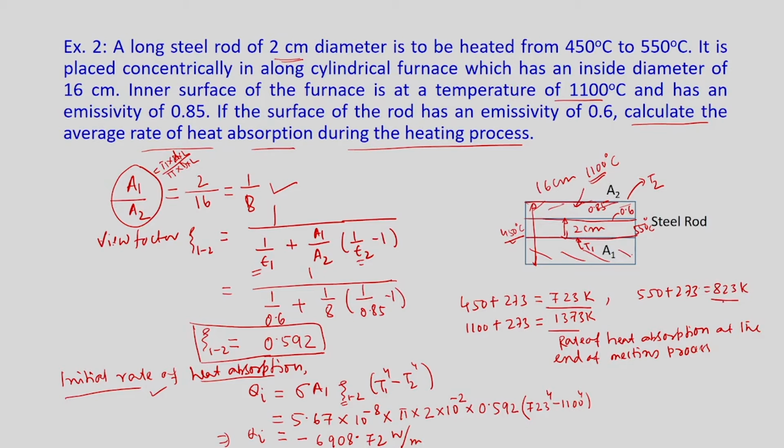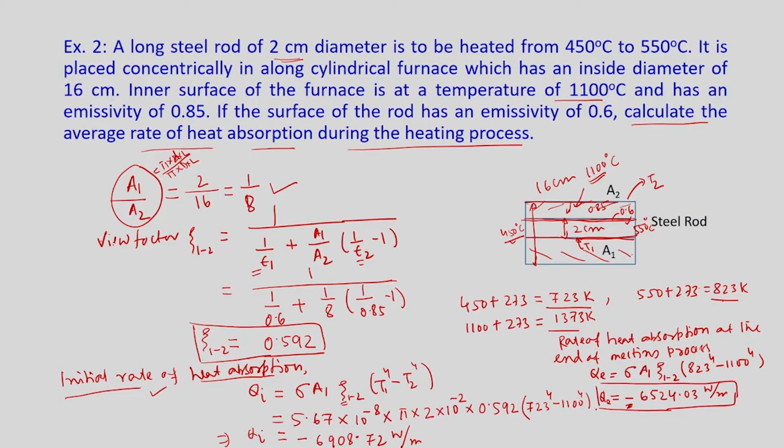If we substitute this value in this expression, maybe I will write this Qe, sigma value is known, A1 is known and view factor value is known, the only change will be 823 to the power of 4 minus 1100 to the power of 4. Once we substitute these values, the value of Qe will be minus 6524.03 watt per meter. So Qe we know now. I hope you understand why the negative sign is there, because no heat is received here. Emission is taking place from the surface and then heat is received by this rod.